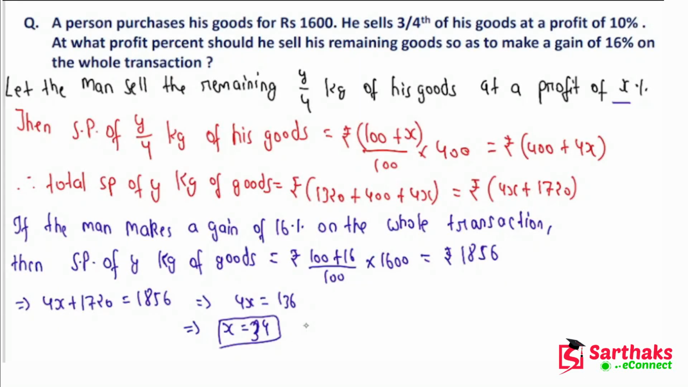So we can write, hence the required profit percent is equal to 34%, right? That is the required profit percent. Now you can clearly see when a person purchases goods for 1600 and sells at those particular prices and percentages, he should sell the remaining 1/4 at 34%. So I hope you all got the question.